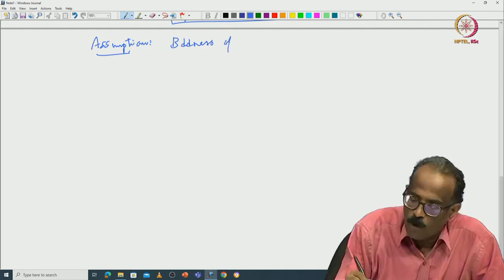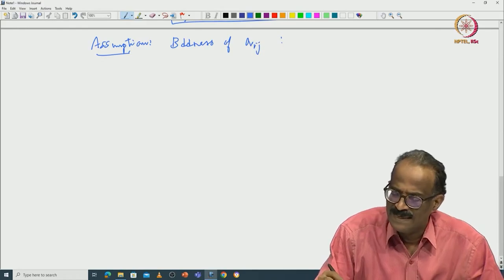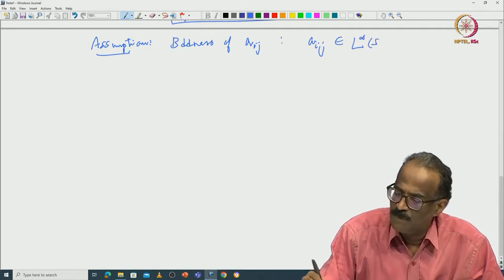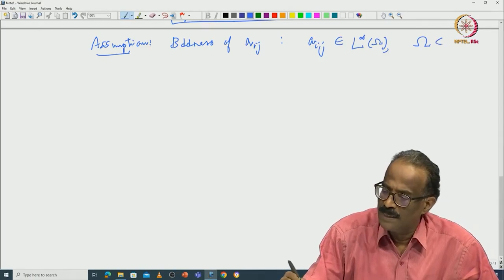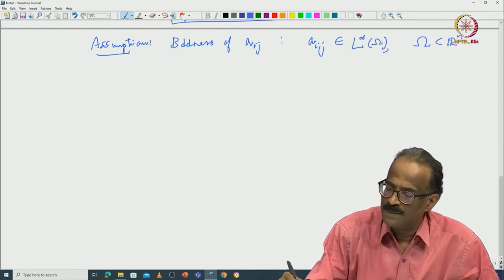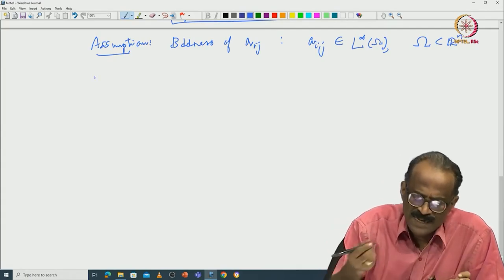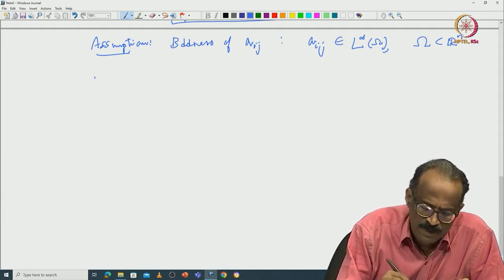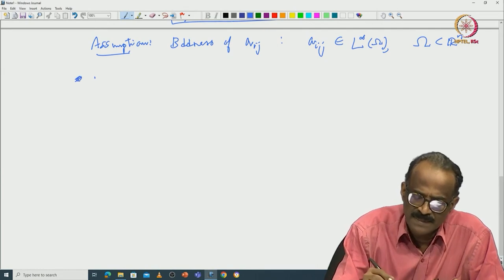Boundedness of aij. Basically it says that aij belongs to L infinity of some domain. We are already dealing with some domain omega in Rn, an open set. This assumption we may write in different ways.